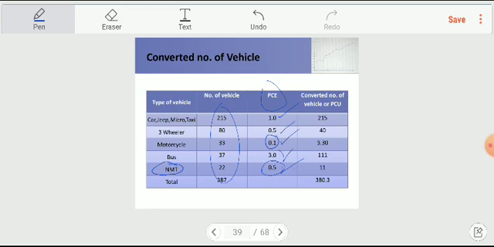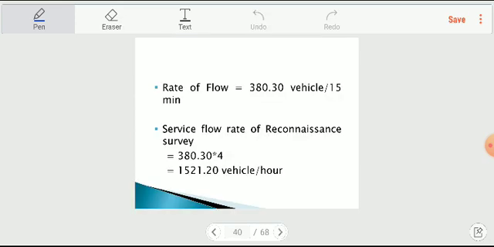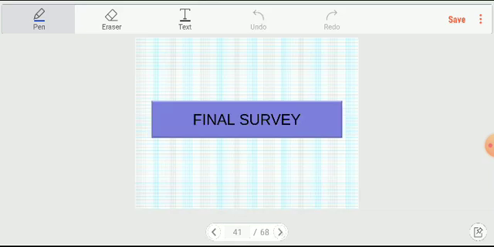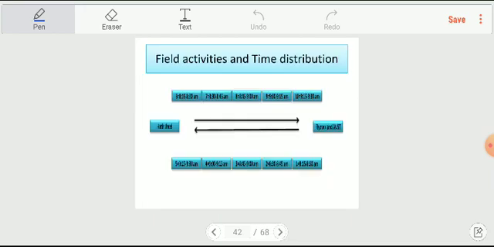It's not the heavy trucks, so they gave it just 0.5 for that. And here we have the converted number of vehicles. This is the total, after we convert it by the passenger car equivalent. Because they've just taken 15 minutes, they multiplied that by 4, so they got vehicles per hour. But you actually got it more accurately, by counting the entire hour, which is a very good job. So this is the final survey.